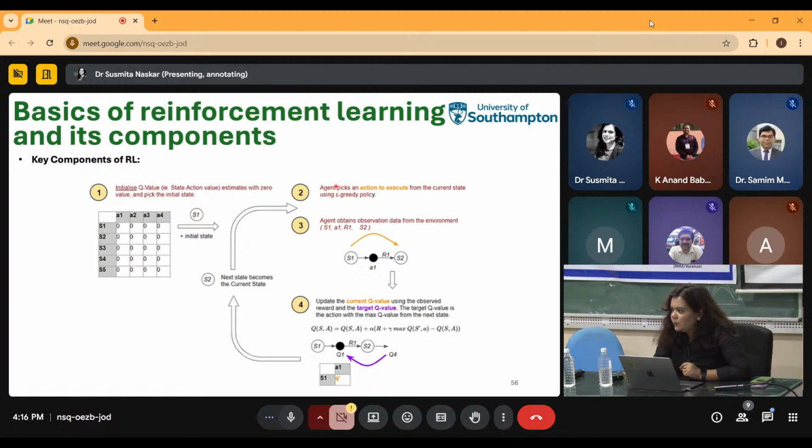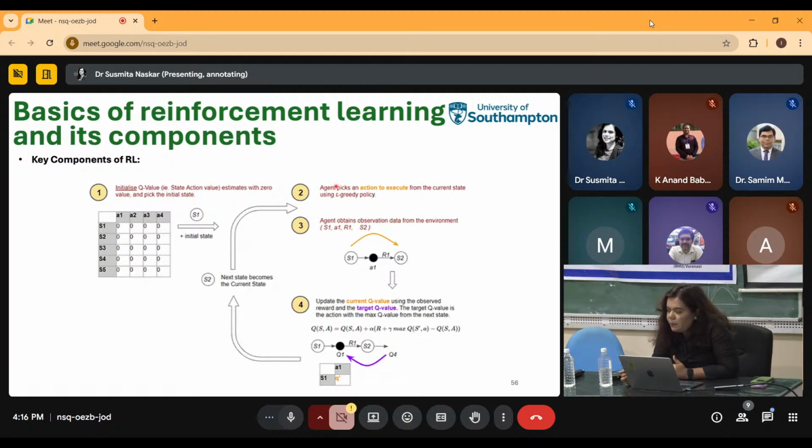Choosing an action. That means the agent selects an action to execute from the current state, right? This selection is often made using an epsilon-greedy policy, which balances exploration, that means trying some new actions, right? The agent may know that exploration can give you some good reward. So after the initialization, you choose some kind of action.